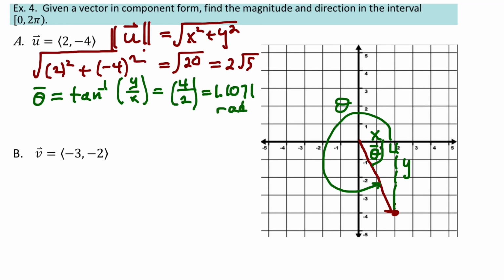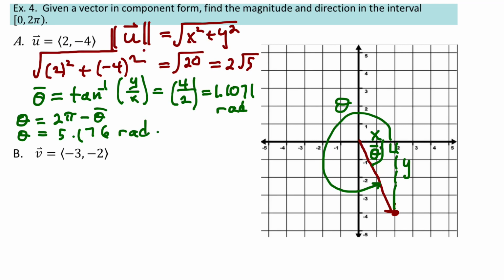So I'm in the 4th quadrant, so that means the angle in standard position would be 2 pi minus theta bar. So you're going to use your 2 pi button in there to get as exact as possible in the calculator. And you'll get a direction of 5.176 radians.